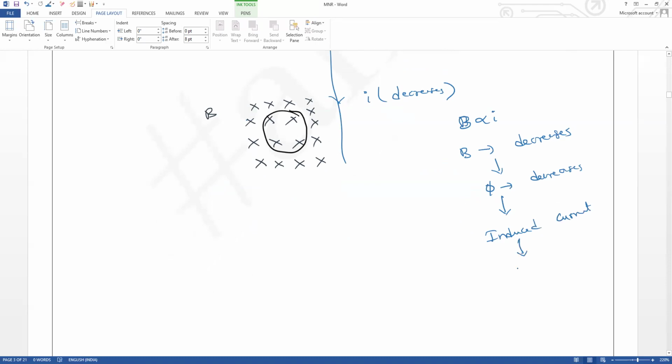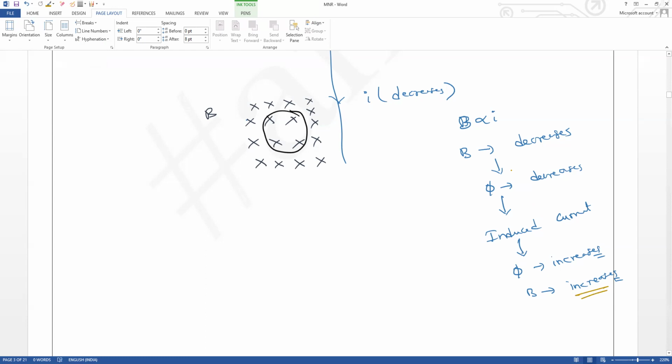If current is induced, then what will happen again? The magnetic flux is going to increase. Magnetic flux increases, so B also increases. Now can you tell me what is the direction of it? B is supporting now, guys. Are you understanding? B is going to be supporting now. So what is the direction of it?